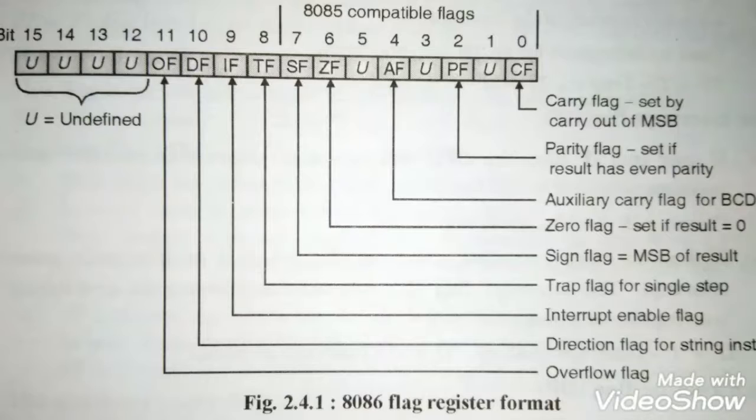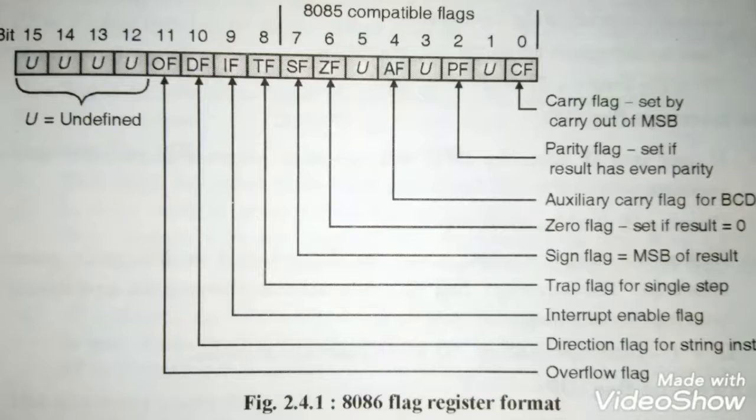Direction flag. It is used in string operation. If it is set, string bytes are accessed from higher memory address to lower memory address. When it is reset, the string bytes are accessed from lower memory address to higher memory address.